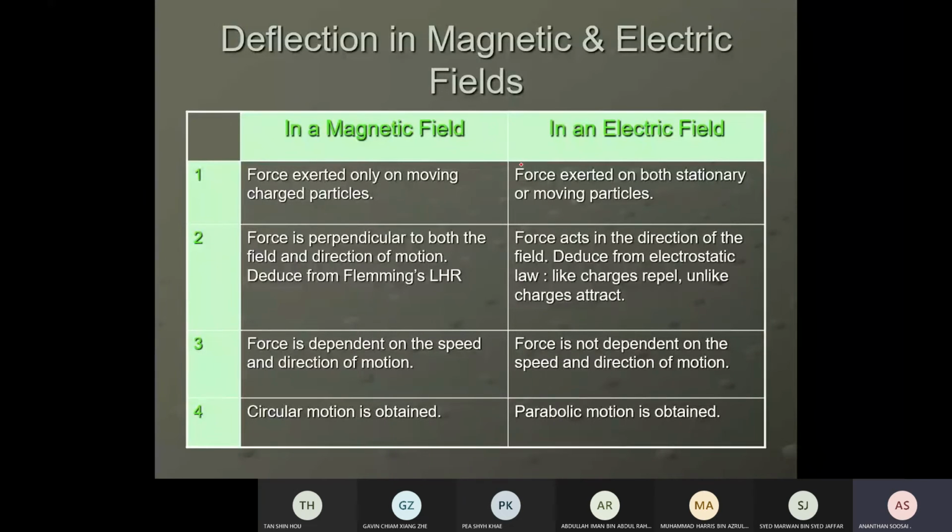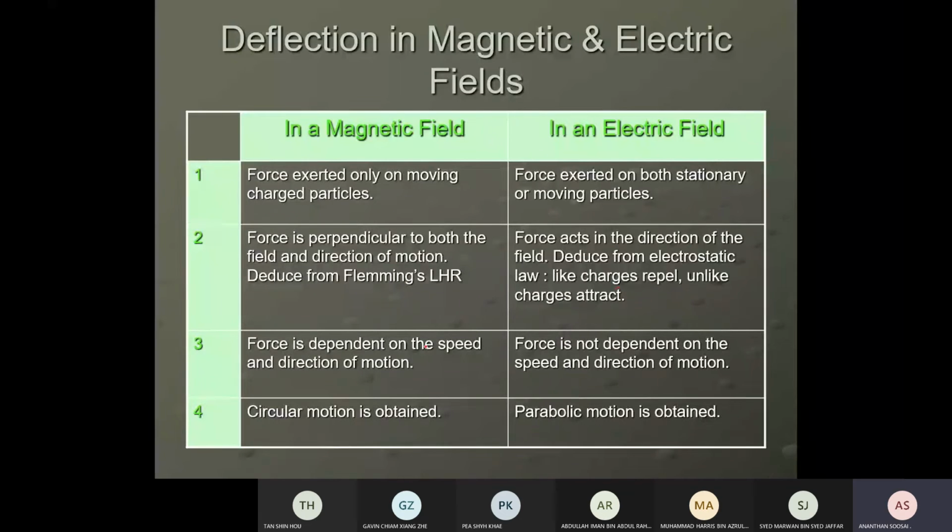So what are the similarities and differences? I think the majority are differences, and it's very difficult to state similarities. First, the magnetic field exerts force on a moving charged particle, while the electric field exerts force on both stationary and moving charged particles. Second, the magnetic force is always perpendicular to the direction of the field, whereas the electric force is in the direction of the field.